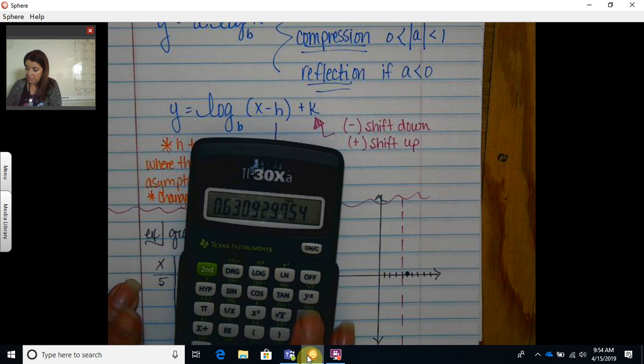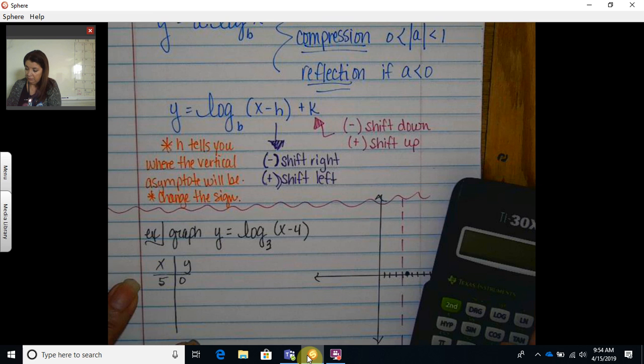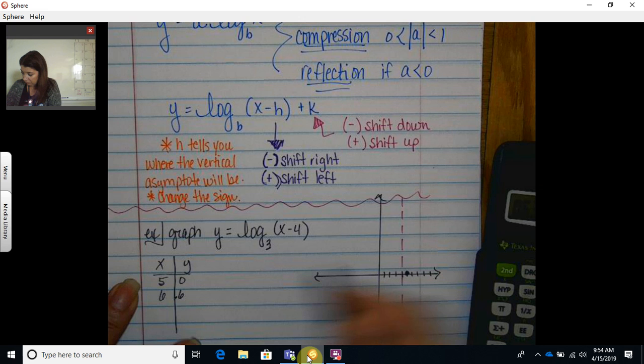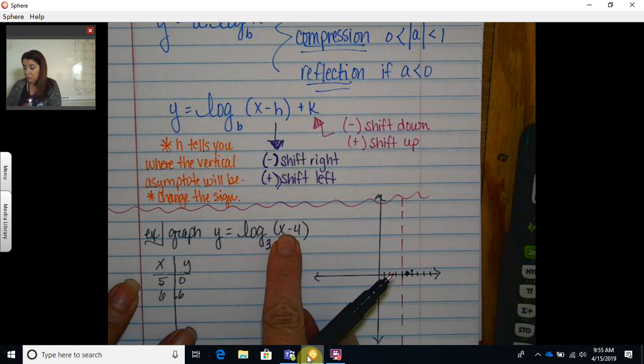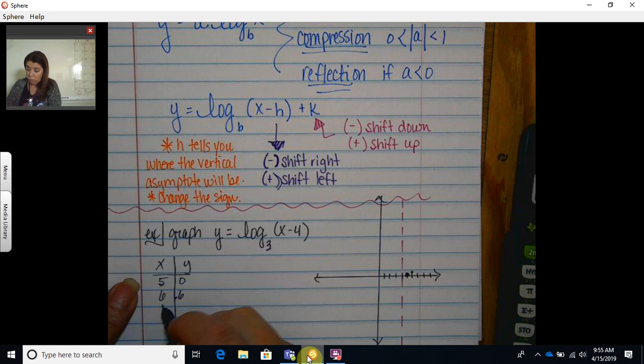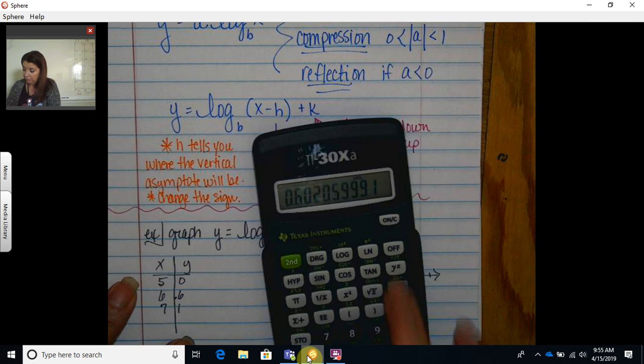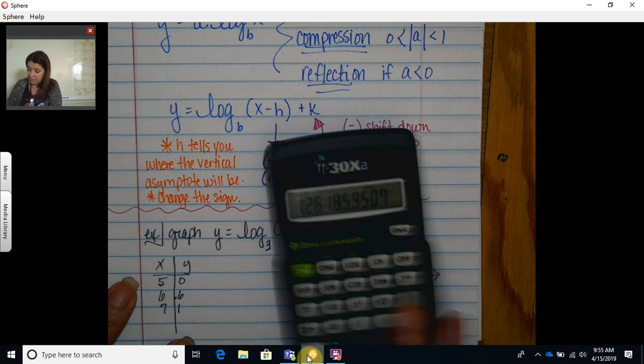0.6. No, I did something wrong. Or maybe I didn't. No, I didn't. Seven minus 4 is 3. Log of 3 divided by log of 3, we know that's going to be 1. Eight minus 4 is 4. Log of 4 divided by log of 3 is 1.26.